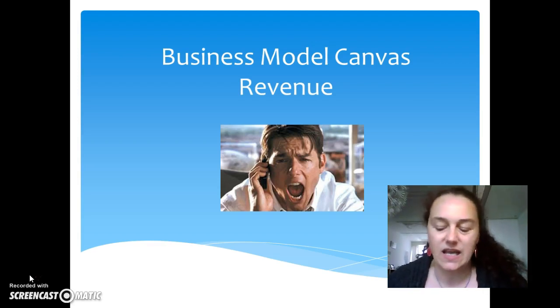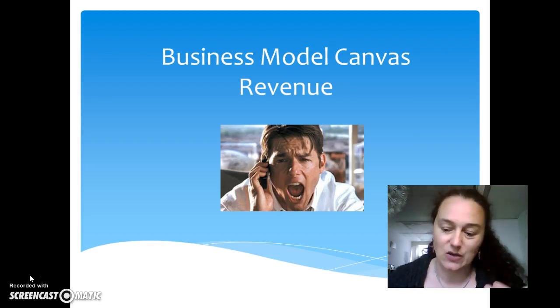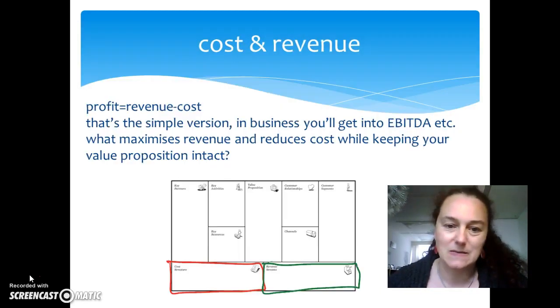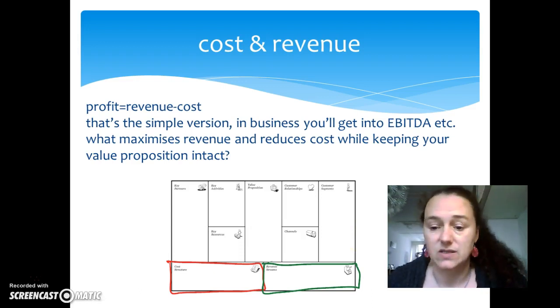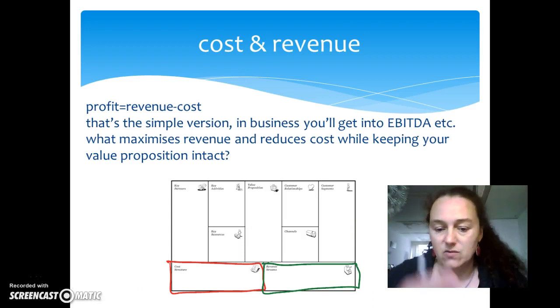So, the subject of today is revenues, and when you talk about show me the money, of course this is what it comes down to. You're going to have to get some money from somewhere to operate your business. So revenue is related to the right hand part of the canvas. It is the customers that pay you money, and that is what generates your revenue. And so the revenue is underpinning that side of the business model canvas.